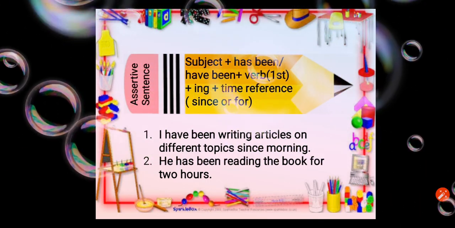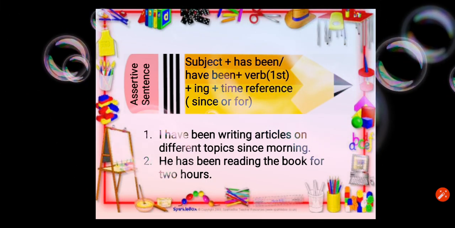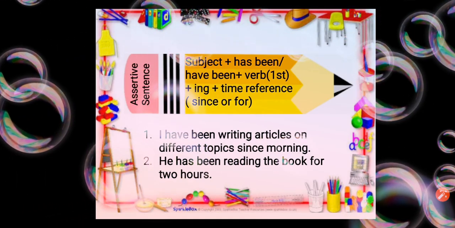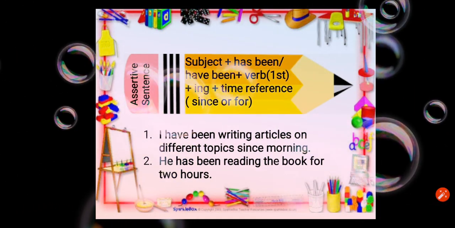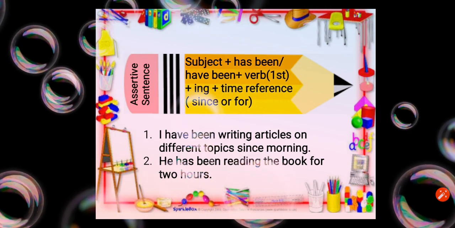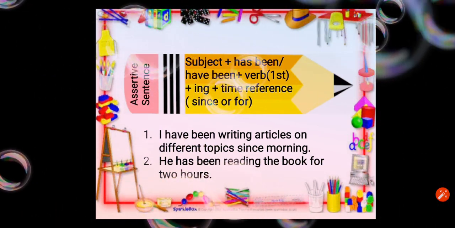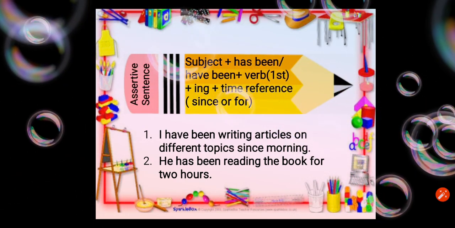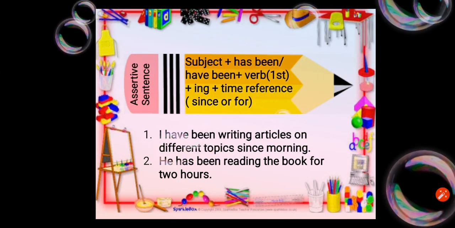In the second example, you can see, he has been reading the book for 2 hours. He, subject, has according to the subject, then been, then reading, the verb's first form with ing, then the book for 2 hours. Here the time is fixed, 2 hours, so we will use for.